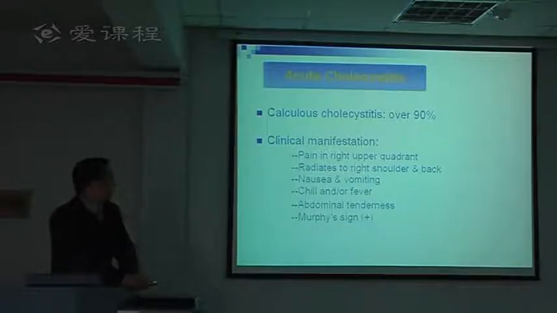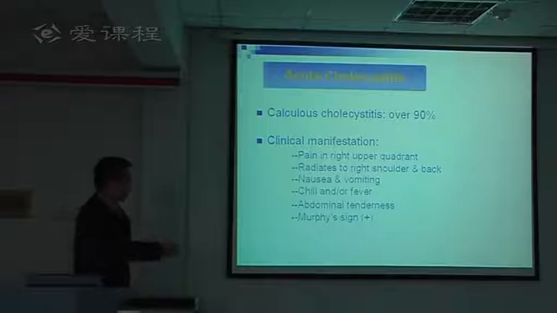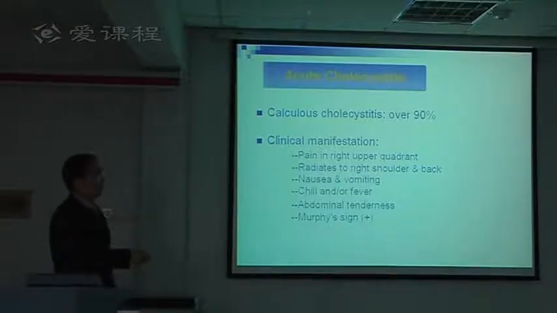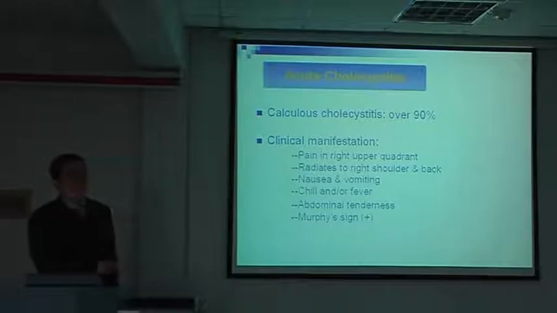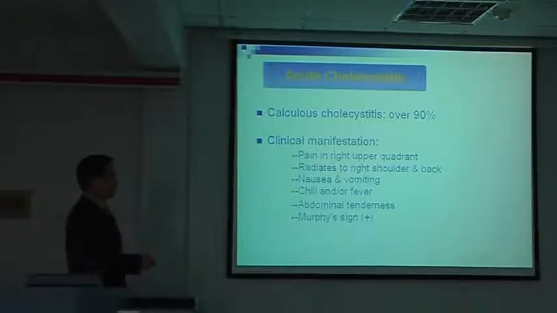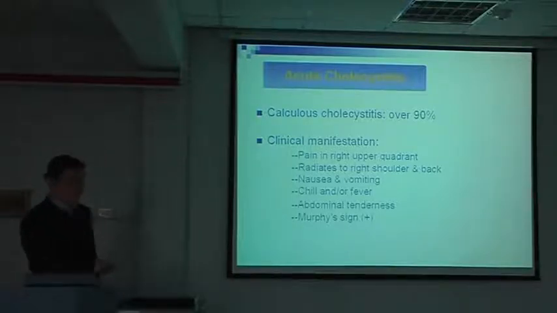For cholecystitis, there are clinical findings. The first is pain in the right upper quadrant. Second, this pain can radiate to the right shoulder and back. This is a very important sign for cholecystitis. Most patients have nausea and vomiting, and severe cholecystitis has chills and fever, abdominal tenderness, and positive Murphy's sign.